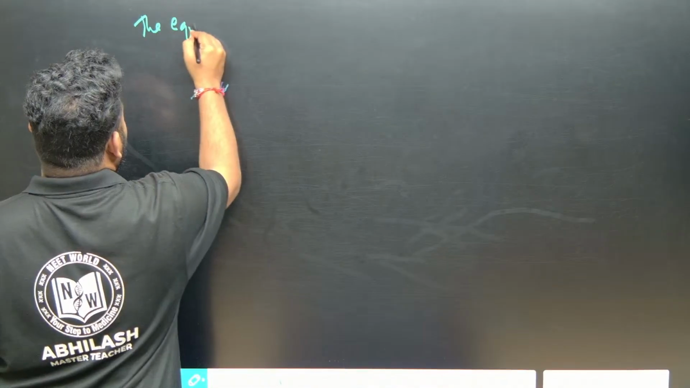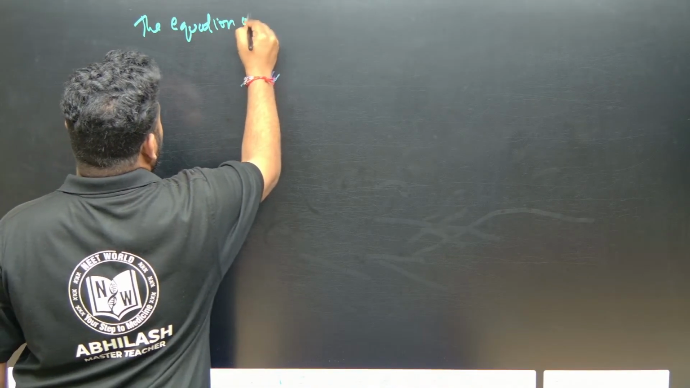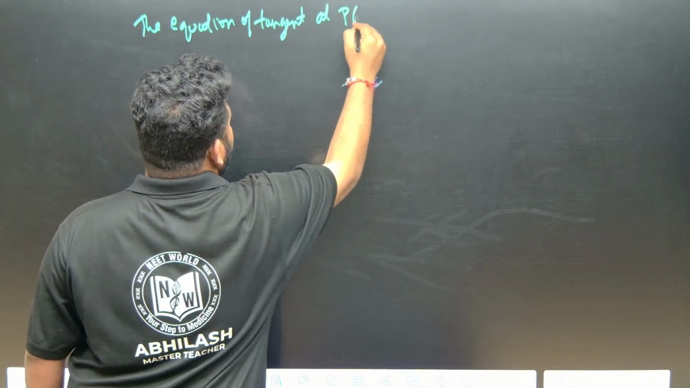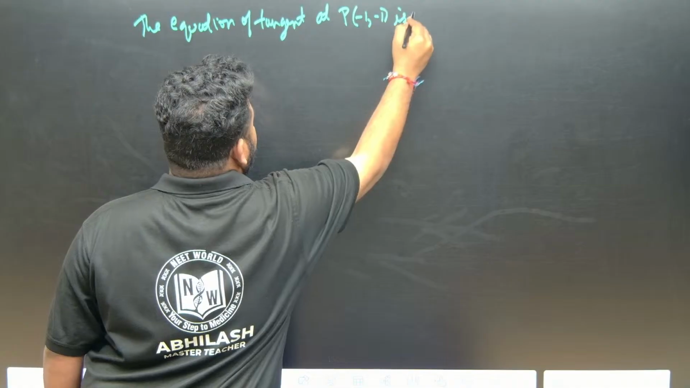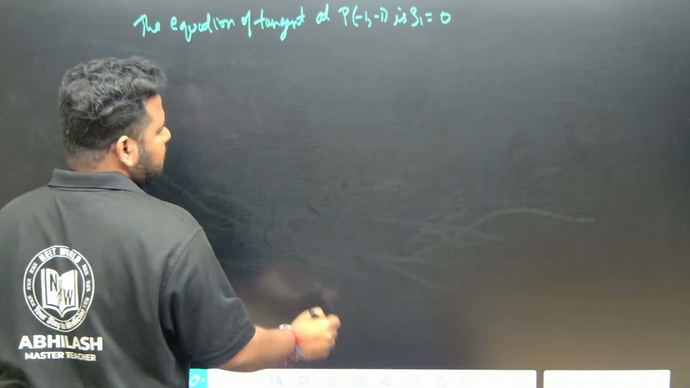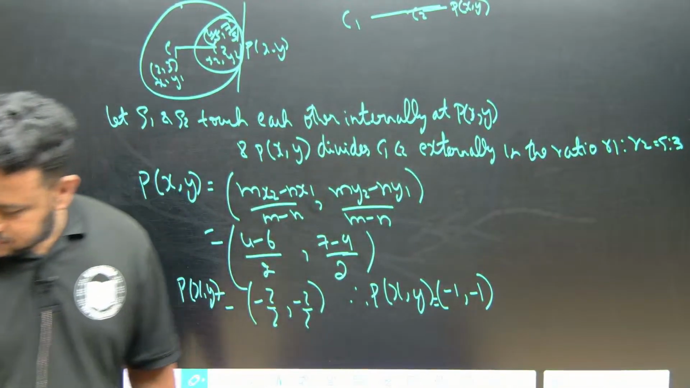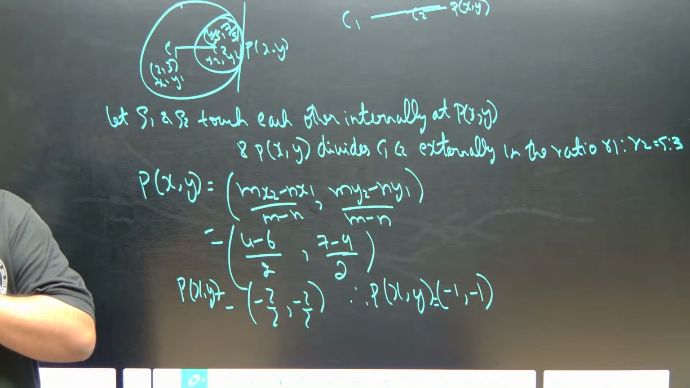If you want to find the equation of the tangent, of course they have not asked, but we can find it. The equation of the tangent at P of minus 1 comma minus 1 is given by S1 is equal to 0. S1 is the first equation that they have given.